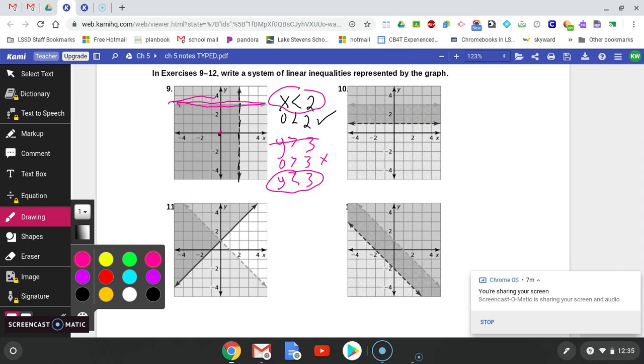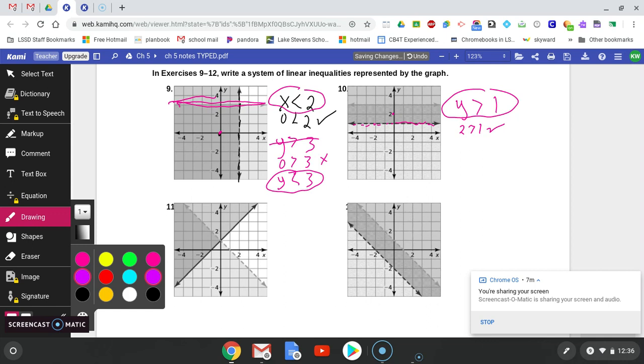Okay, so I'm going to start with this dotted line here. That's the line y equals 1. Everything is shaded above it, so that's going to be greater than. And again, I can pick a point and make sure it works. So if I plug in this point here, (0, 2), and I plug in a 2 for y, 2 is greater than 1 works. So that's one of my inequalities.